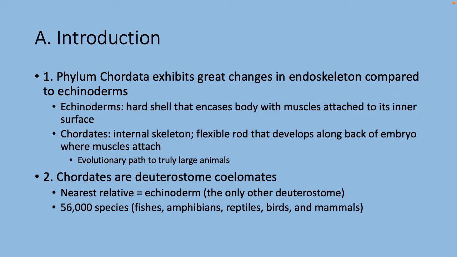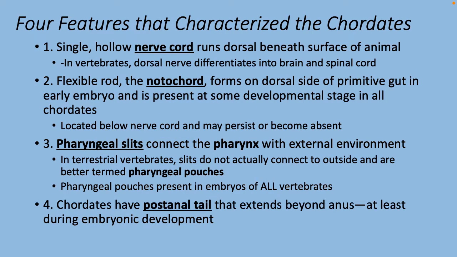So you need 4 characteristics in order to be considered a chordate, and I have them bolded and underlined here. First off, a nerve cord. Okay, it runs on the back side. That's what dorsal means, beneath the surface of the animal. In vertebrates, it's your brain and spinal cord.